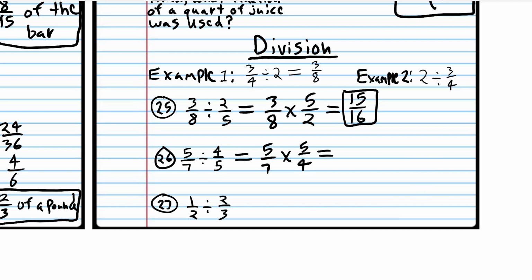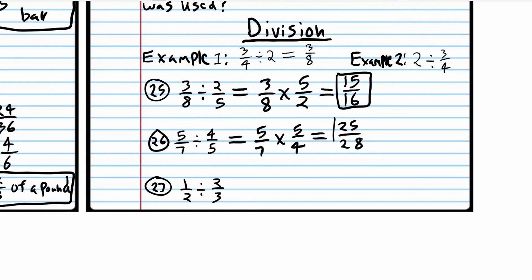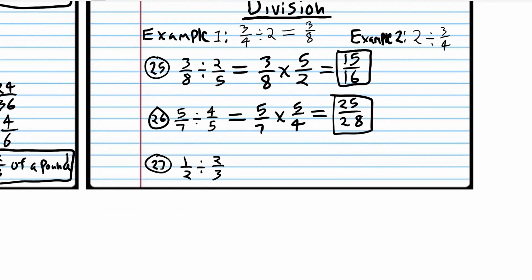5 times 5 is 25. 7 times 4 is 28. And both these fractions were reduced to lowest terms, so you don't have to worry about that on these problems. All right, so as you can see, it's pretty easy. Try number 27, pause the video, and when you come back, we'll do it together.